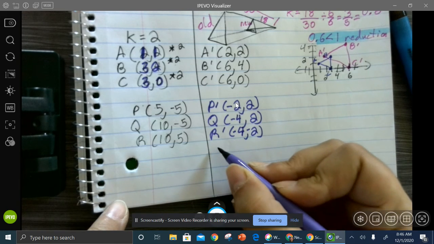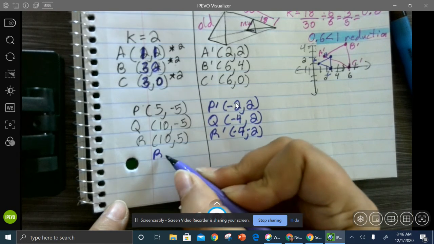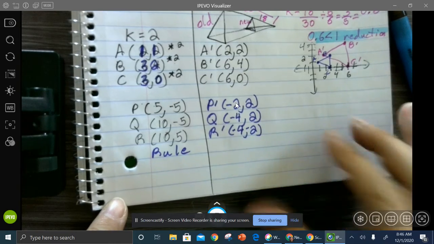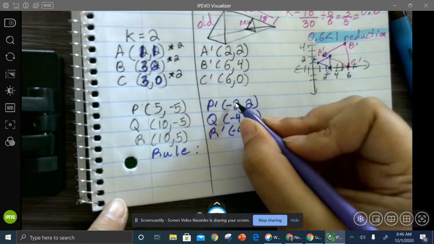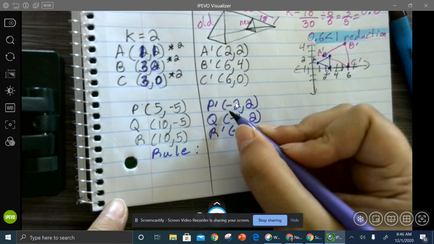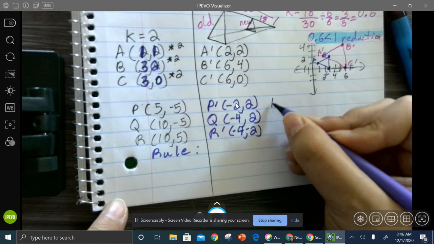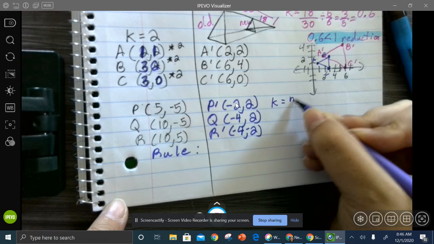write the scale factor. So we need to write the rule, just like we did with our translations. Okay, so we need to figure it out. So I'm going to take a point. So remember that this is scale factor. Everybody remember, it is new over old.